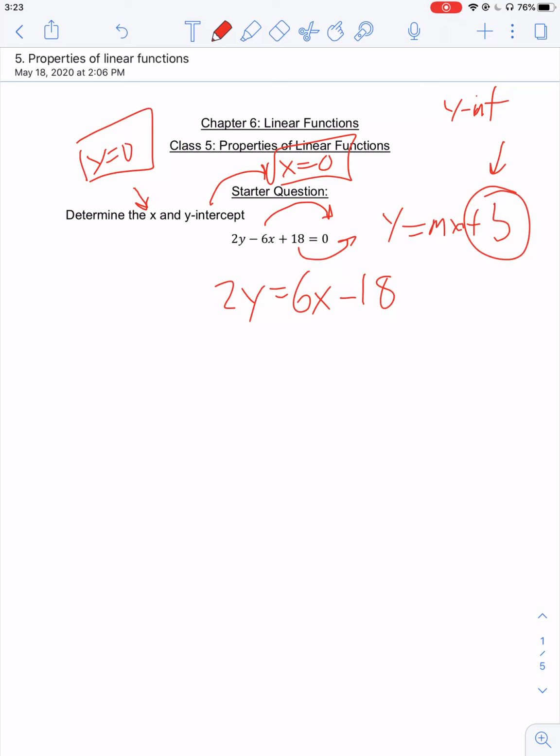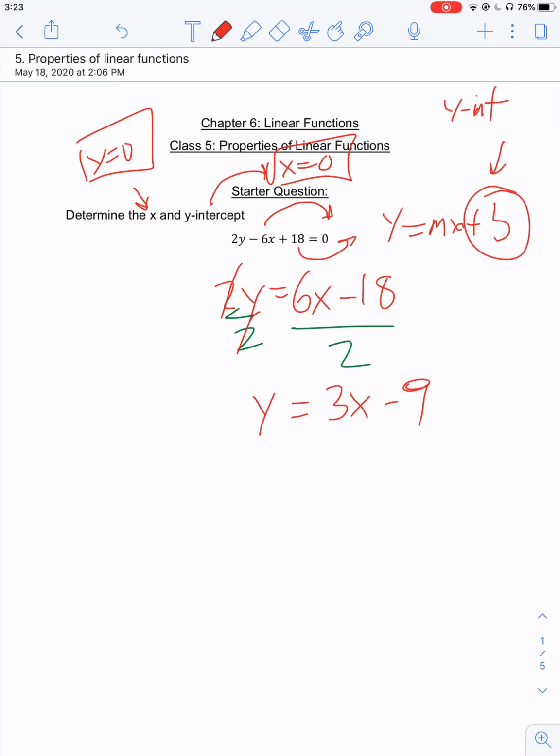And then you have to divide this by 2 to have y all by itself. Remember, the coefficient of y has to be 1. So you have to divide the whole thing by 2. When you divide the whole thing by 2, you divide both the 6 and the 18 by 2. And you're going to get y is equal to 3x, since 6x divided by 2 is 3x, and then 18 divided by 2 is 9, so minus 9.